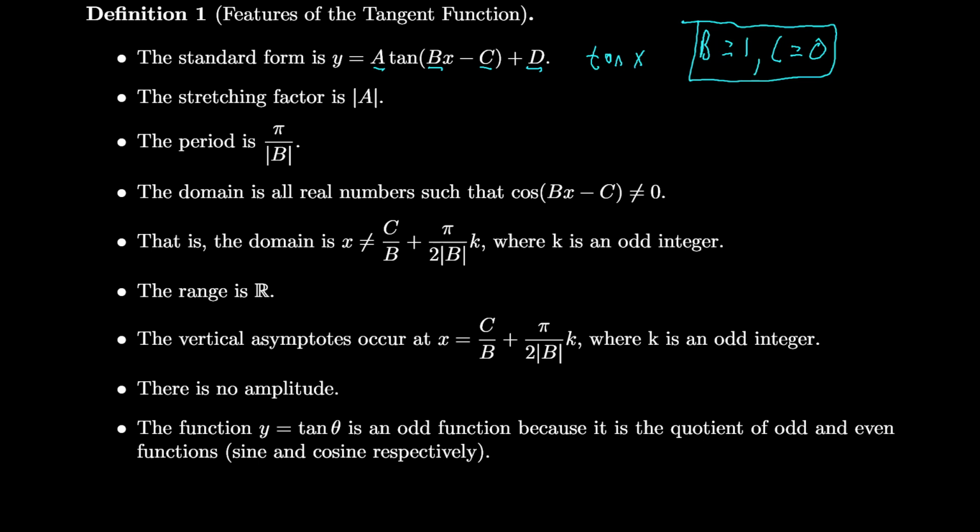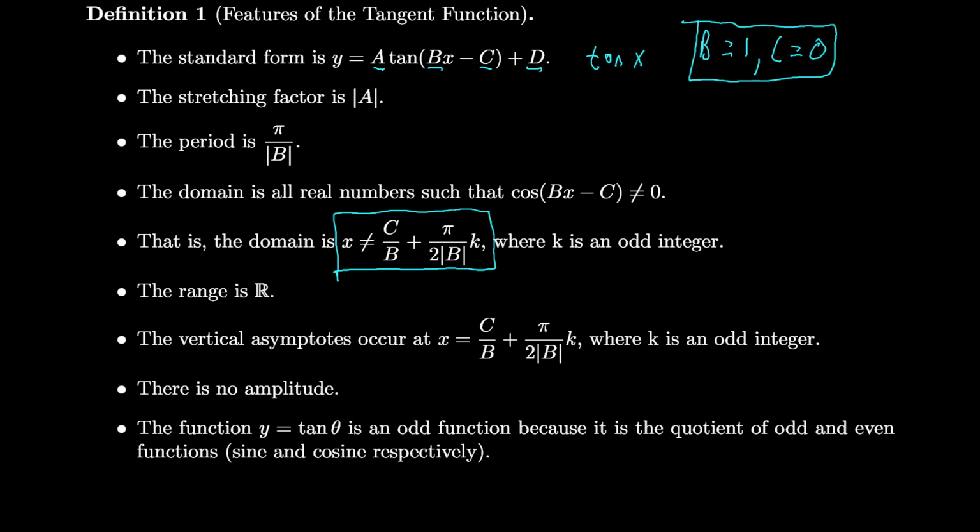The domain is all real numbers such that the cosine of the bx minus c input isn't 0. So that is, the domain is this guy right here: all x that does not equal c over b plus pi over 2 absolute value of b, times k, where k is an odd integer. If I were to give you a version where a, b, c and d were all different numbers and I just translated and moved it around, this would always give you the domain.